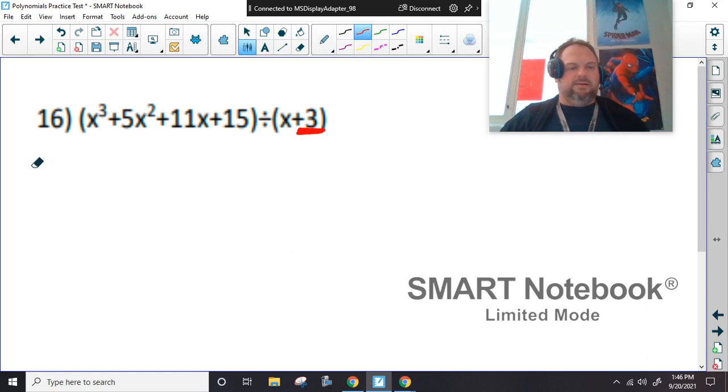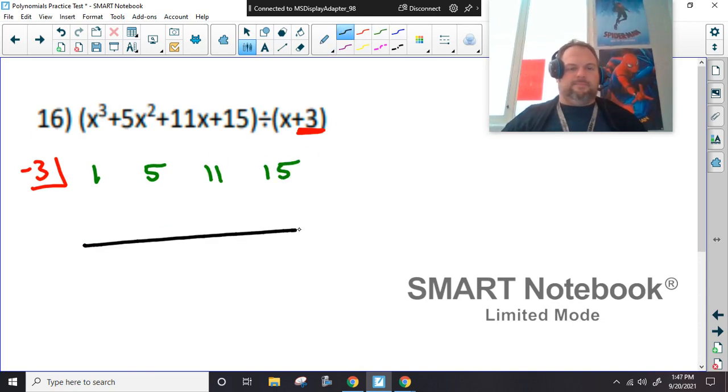So opposite of the timeout, or this number, put it in the timeout box. Let's see, this goes 3, 2, 1, none. So we're good. Drop this. So -3 times 1 is -3. 5 minus 3 is 2. -3 times 2 is -6. 11 minus 6 is 5. This times this is -15. And I end up with 0.